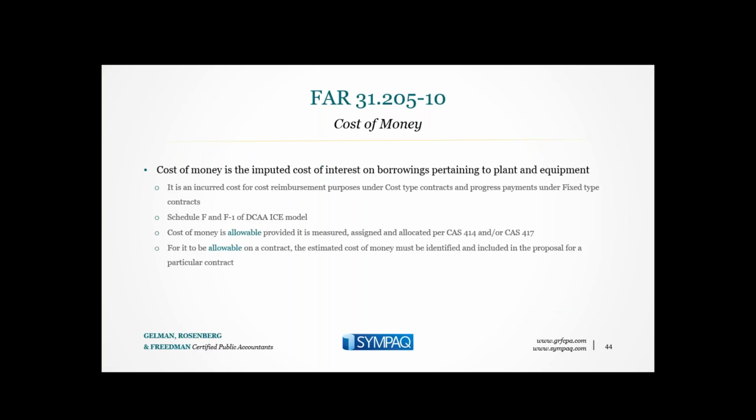So the cost of money is the imputed cost of interest on borrowings pertaining to property, plant, and equipment. The basic thing is that you're using this on cost type or progress payment, or fixed type contracts, or funny little schedules. A lot of us, like Steve and I, we do it, we learn it so we can show the contractors we really know what we're doing.